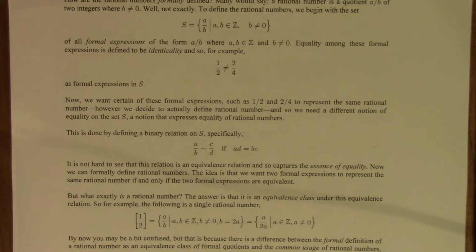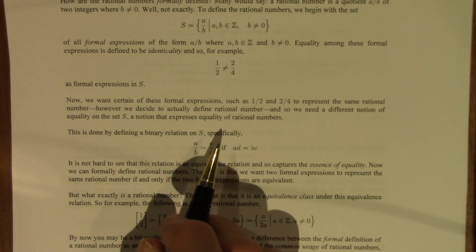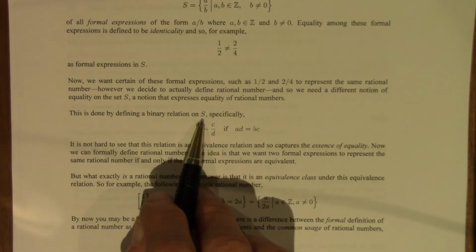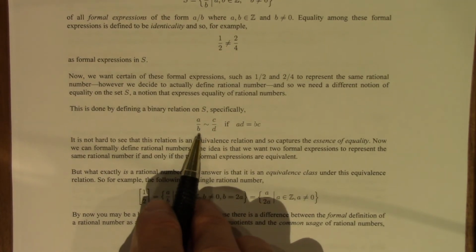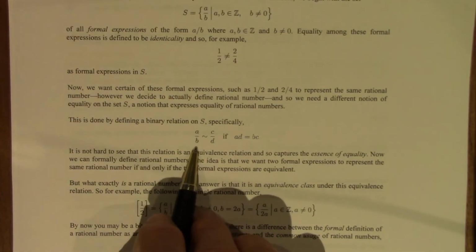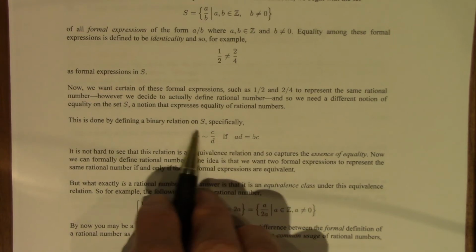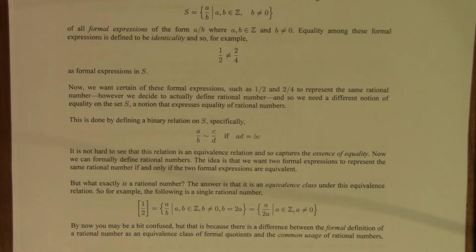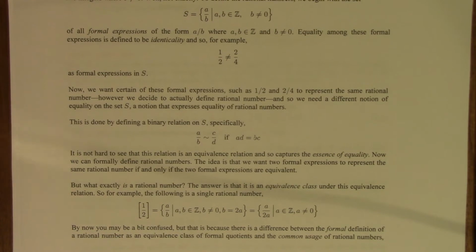However we decide to define rational numbers, we need a different notion of equality, a notion that expresses equality of rational numbers. And as I said, we do that with an equivalence relation. So we define a relation on these formal expressions by saying A over B is equivalent to C over D if the cross products are equal. This is an equivalence relation, so it captures the essence of equality.